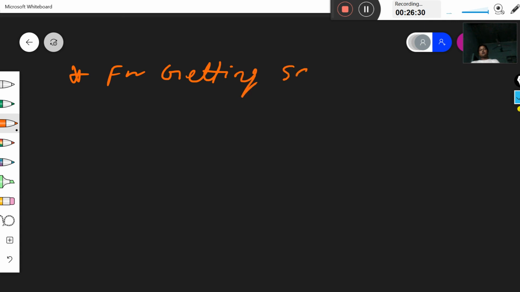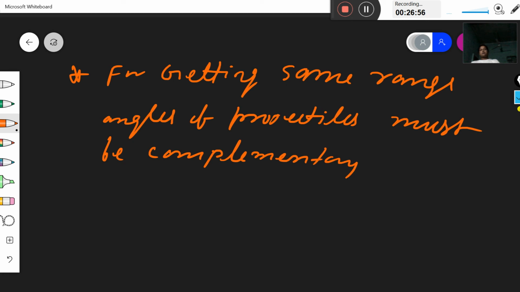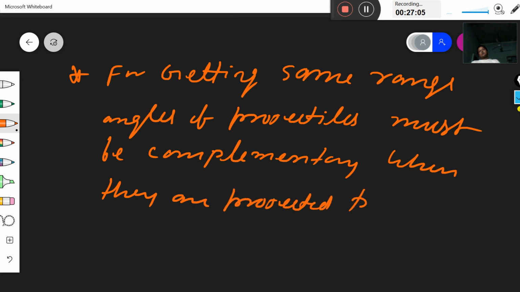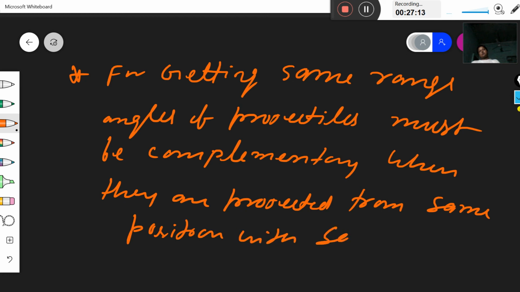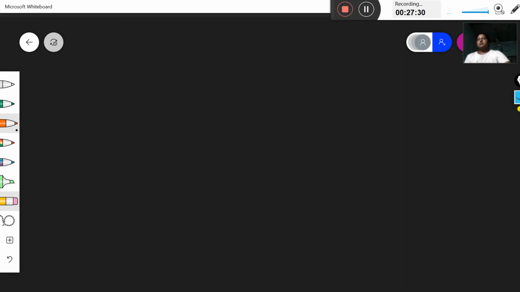For getting the same range, angles of projectiles must be complementary, when they are projected from the same position with the same initial speed.